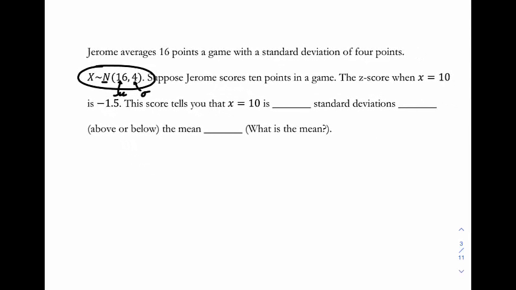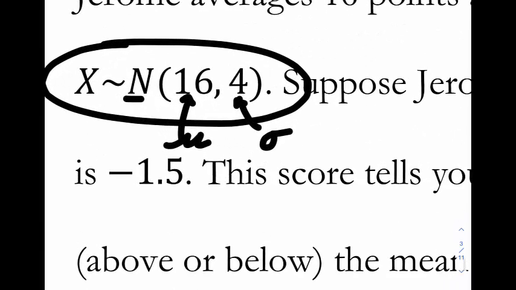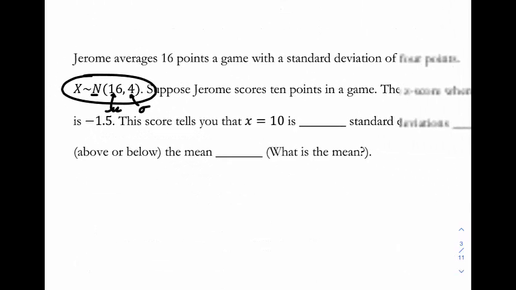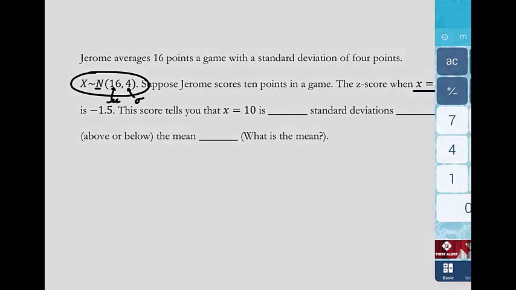If someone has x equal to 10, how would we interpret that in terms of the two parameters? Notice that it's below the mean of 16, and so when we do the math, we're going to get a negative value for the z-score conversion. So let's go grab a calculator and do that.